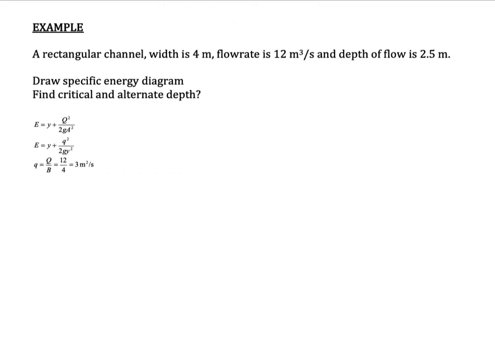Let's say we have an example for this one. A rectangular channel, width is 4 meter, flow rate is 12 meter cube per second, and the depth of flow is 2.5 meter. Draw specific energy diagram and find critical and alternate depth. Maybe we just answer the specific energy diagram first.